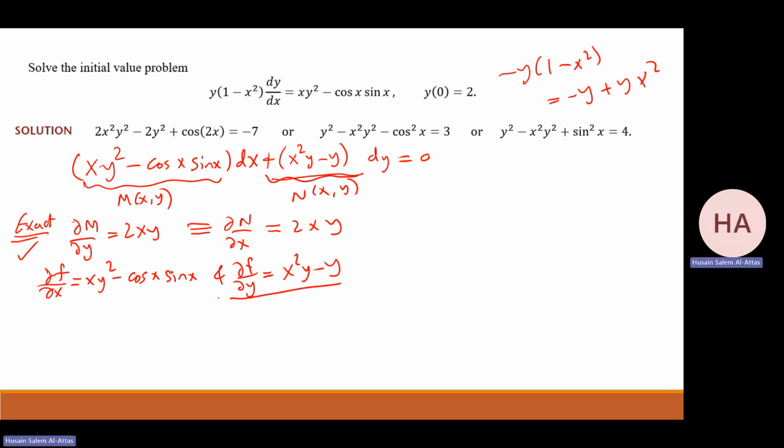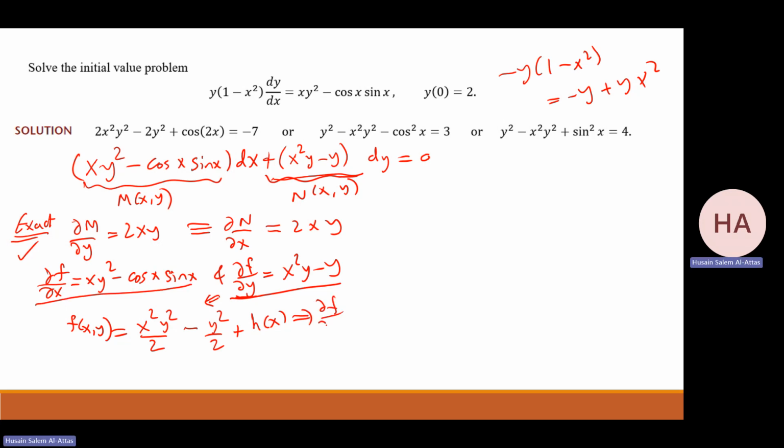So I'm getting f of x and y by integrating with respect to y. x squared y will be x squared y squared over 2, minus y squared over 2, plus function of x. Now my constant is a function of x, since I'm starting with partial f with partial y. So that means now I'll use the second one.